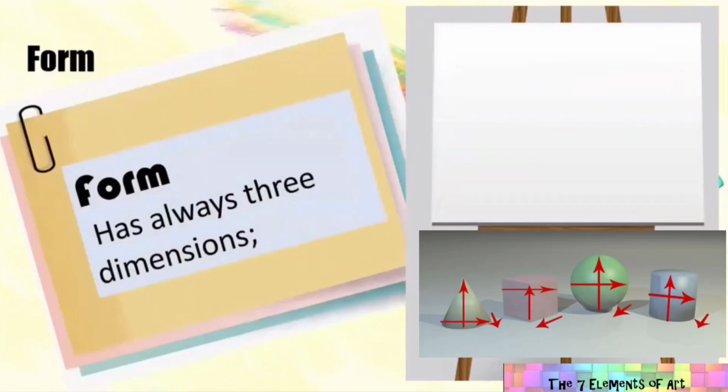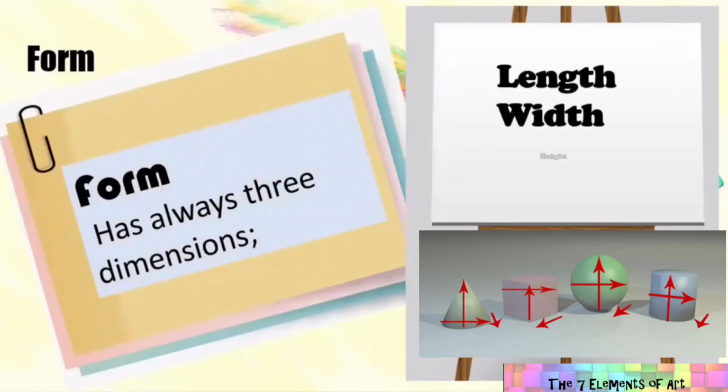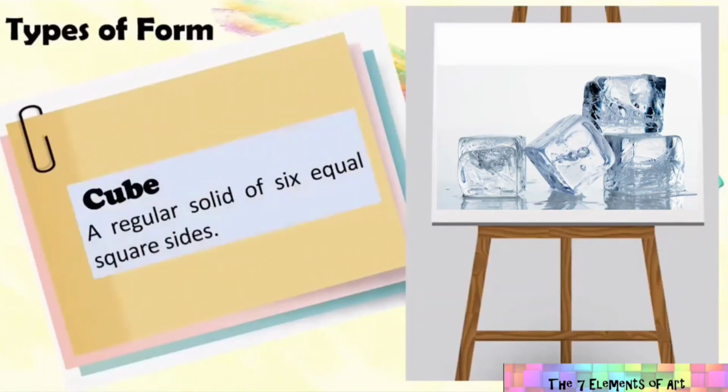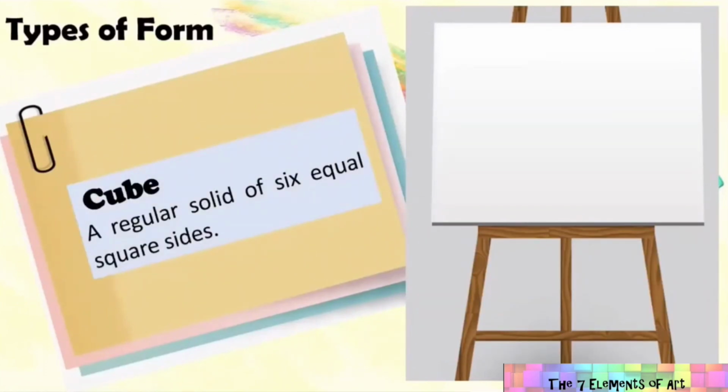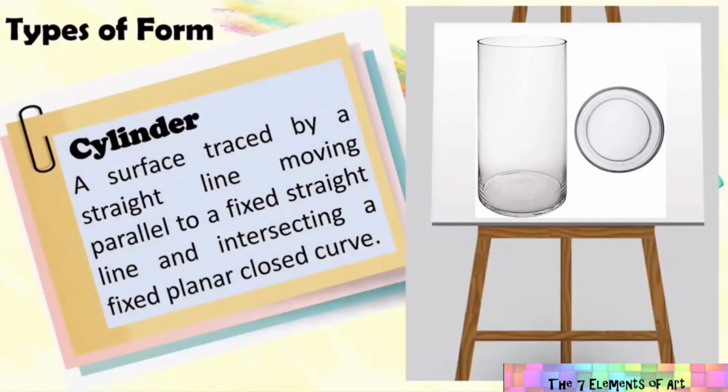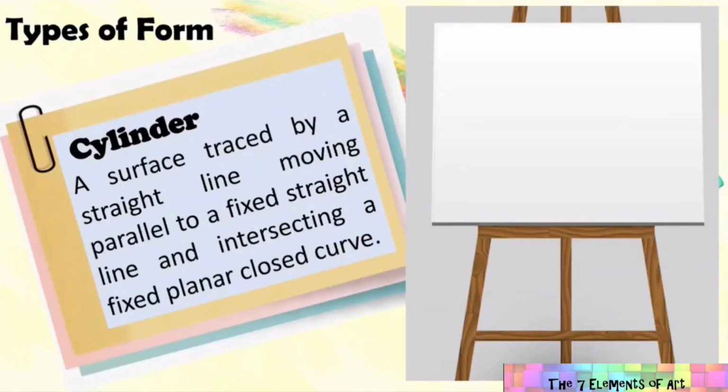Next element, we have form. Form always has 3 dimensions: the length, width, and height. Types of form, we have cube, a regular solid of 6 equal square sides. Next, cylinder, a surface traced by a straight line moving parallel to a fixed straight line and intersecting a fixed planar closed curve.